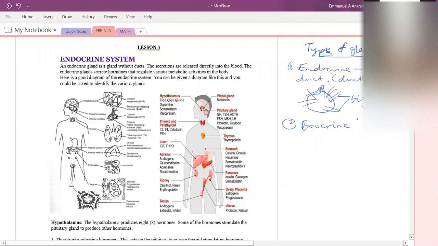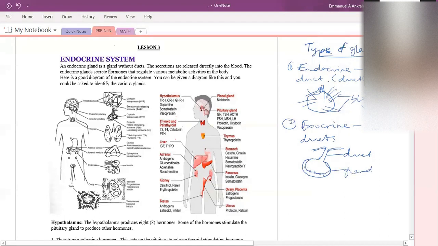Exocrine gland. The exocrine glands are glands with ducts. They have ducts. So they have an opening through which the gland releases its material. So this will be the ducts. Okay. If this is the surface, and there's a gland. All right, so they have ducts.